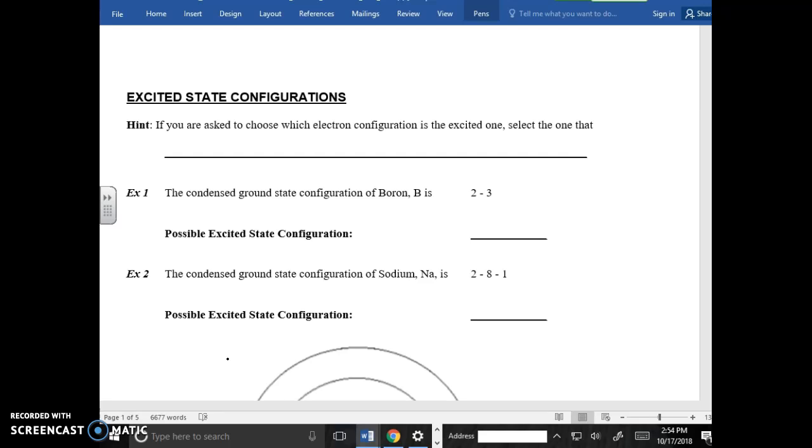Well, before I go into it, I want to just give you a trick, because I want to lower the pressure. In a multiple choice question, you may be asked to choose which electron configuration is the excited one. And my friends, in this situation, it might be this simple. Just select the one that is not on your periodic table. Not on the periodic table. For example, if you found 2, 3 is on the periodic table, that's a ground state configuration. So you'd want to choose any of the listed configurations that you cannot find on the periodic table. All right, that's just a little trick.